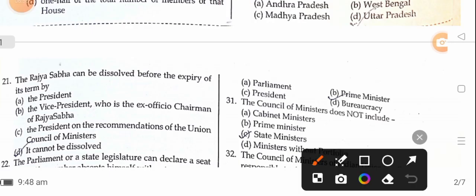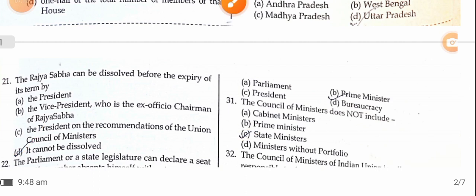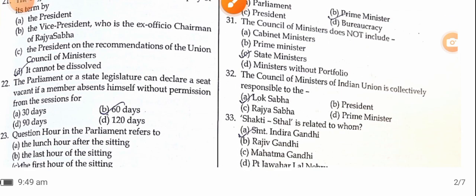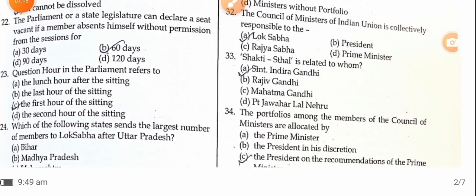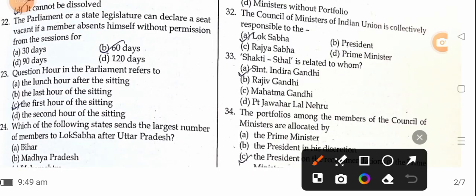The Rajya Sabha cannot be dissolved before the expiry of its term. Option D is the right one. The Council of Ministers does not include state ministers. Option C. The Parliament or a state legislature can declare a seat vacant if a member absents himself without permission from the sessions for 60 days.